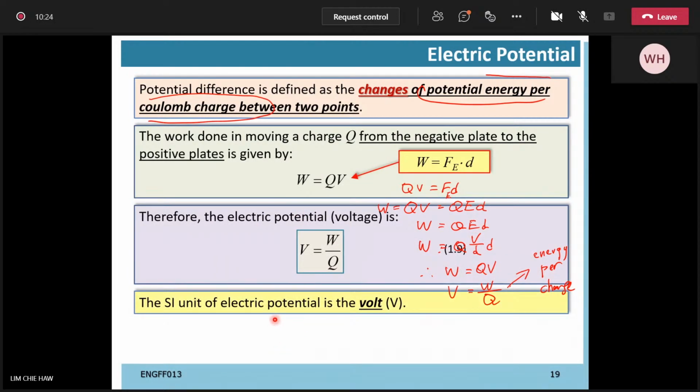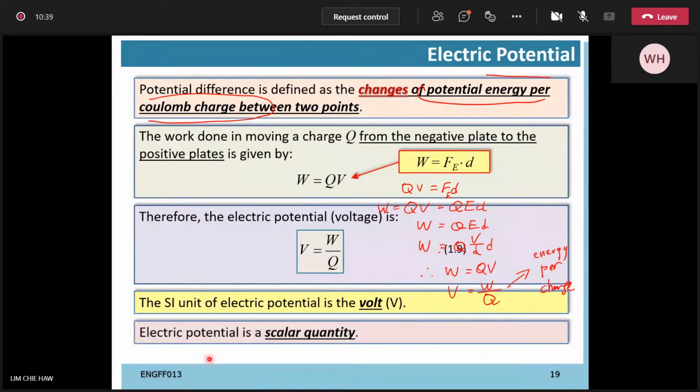This is important. Electric potential, sometimes we call it voltage. So the unit for electric potential, to be exact the SI unit, is the volt. You learned this before in high school, isn't it?